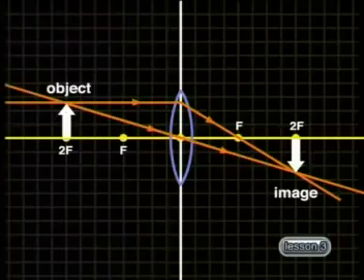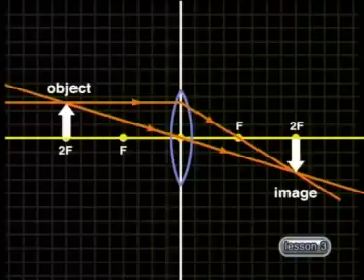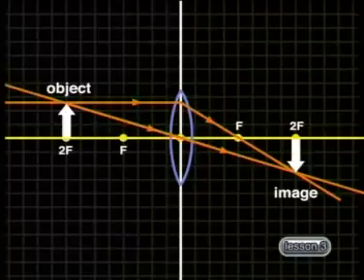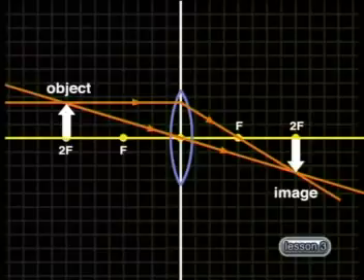Remember, this was your task from the last lesson, so you can check your answers against my diagram. As before, we draw in the same two rays from the top of the object. Again, we see the image formed here behind the lens, and you should see that it's a distance of 2f from the lens on the opposite side to the object. The image is also exactly the same size as the object.